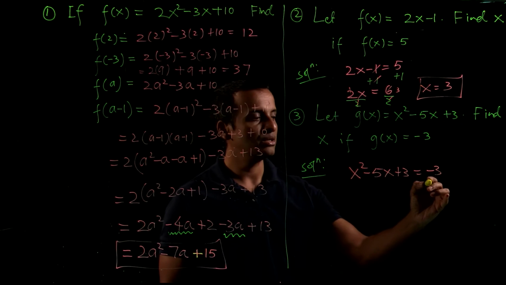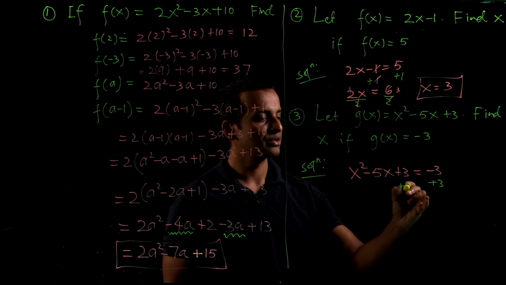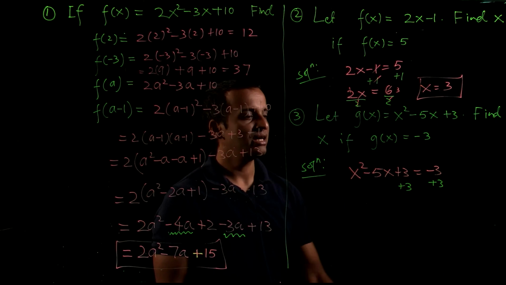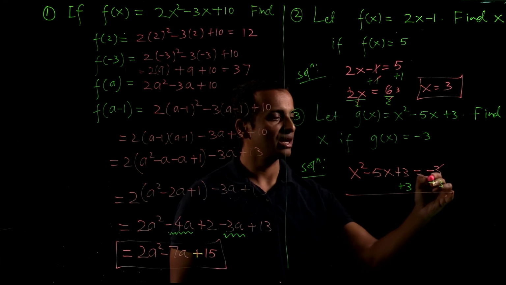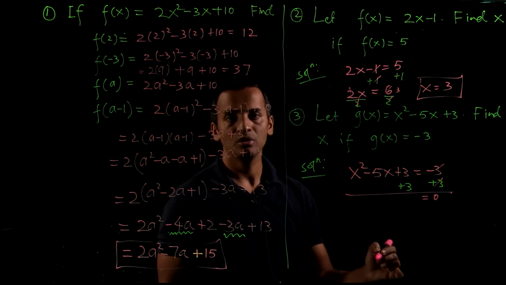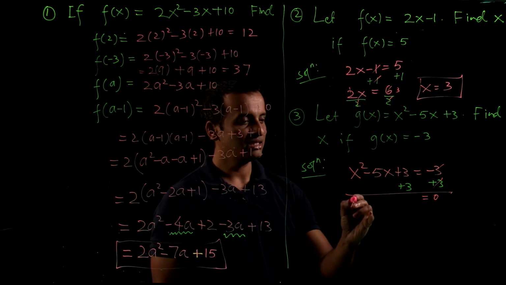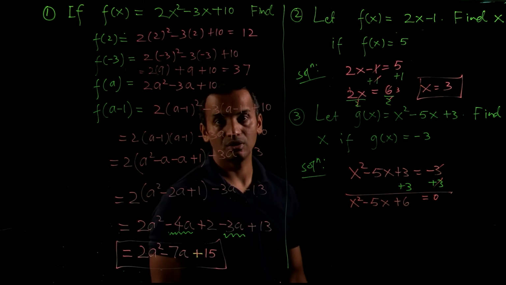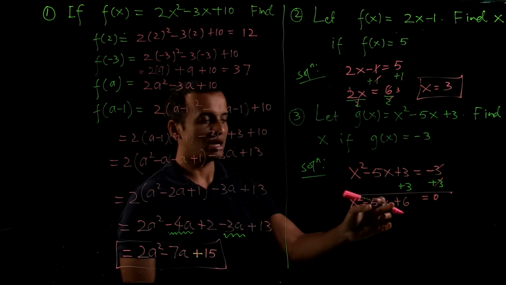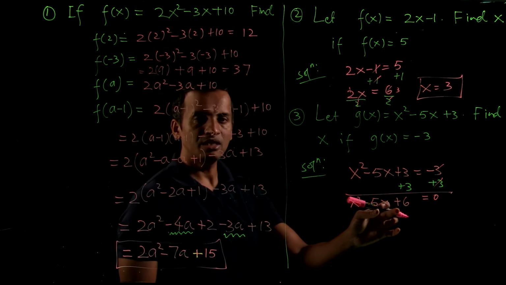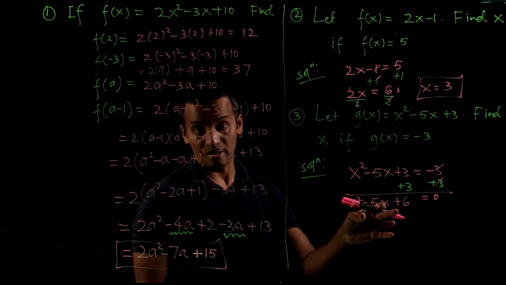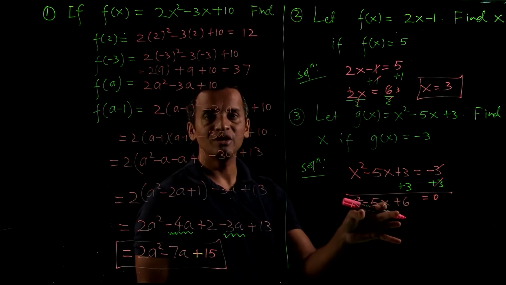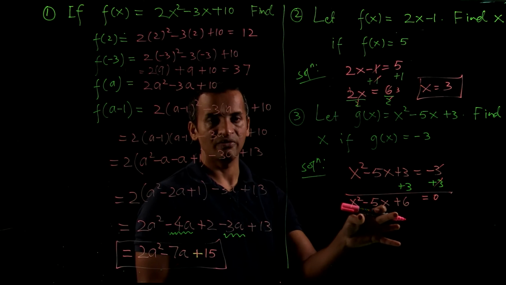Since there is negative 3, you add 3 on both sides. So on the right hand side, the plus 3 and minus 3 cancel out and there will be 0. And on the left side there is x squared minus 5x plus 6 equals 0. Now how do I solve this equation? This is quadratic in x, so you can use the quadratic formula, that's fine. Or since this is easy to factor, you can factorize.